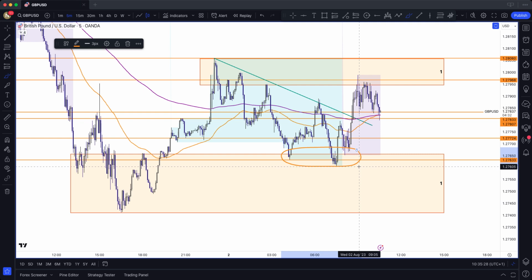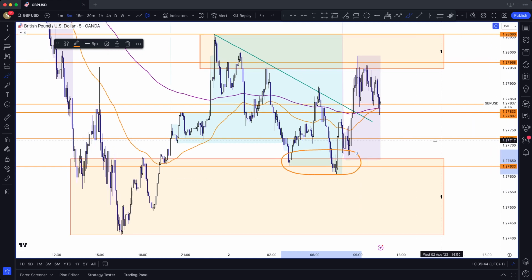And you can even see to the right on the pricing scale, we were at this 1.27600 price range, and we rejected it already here and here. So we are also at the psychological price level. So yeah, I was curious if the price will reject again.